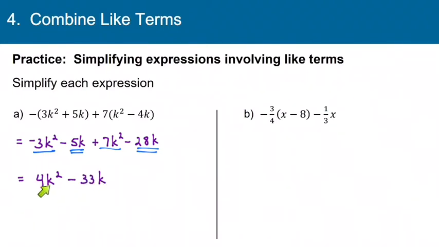There is nothing else you can do to this expression to simplify it further, because this term is a k squared and this term is a k, so they will not combine.